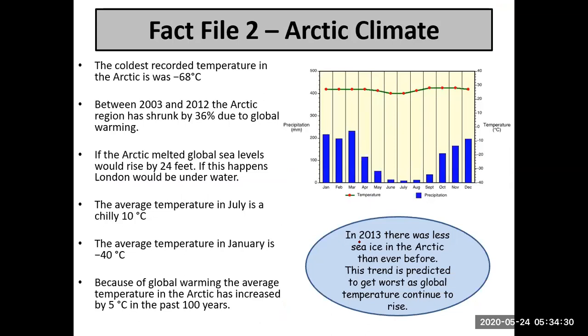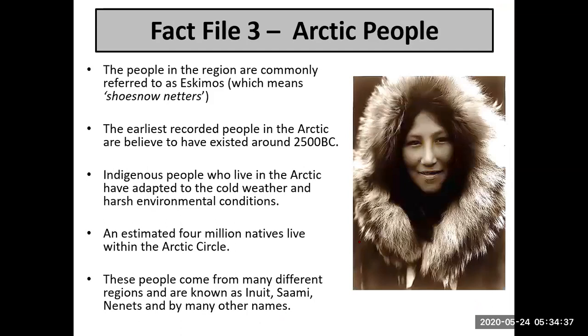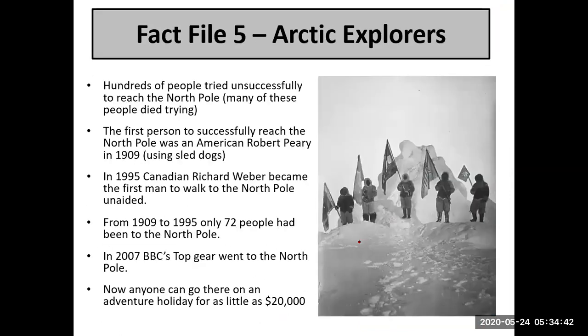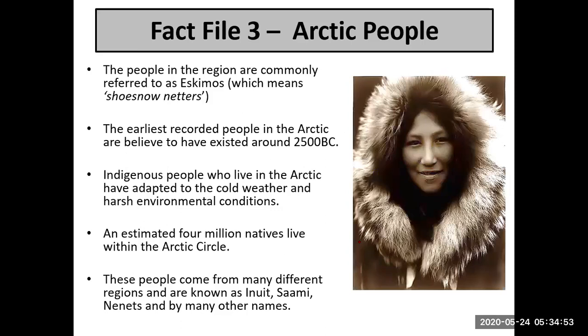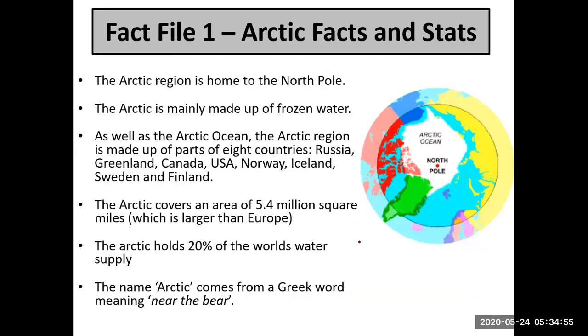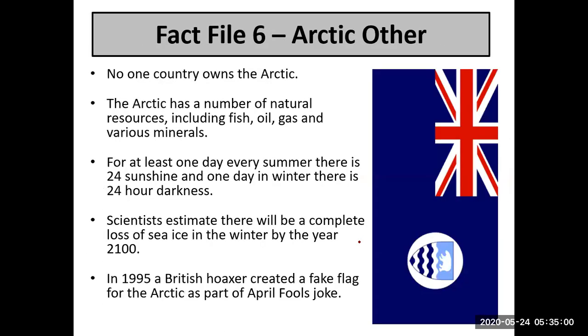You're going to make use of fact file 1, fact file 2, fact file 3, and this is fact file 4. All of this will be fact file 5, Arctic Explorers, fact file 4, Arctic Wildlife, fact file 3, Arctic People, fact file 2, Arctic Climate, and fact file 1, Arctic Facts and Statistics. All of this will be saved in the Google Drive for you to access. Fact file 6, Arctic order.